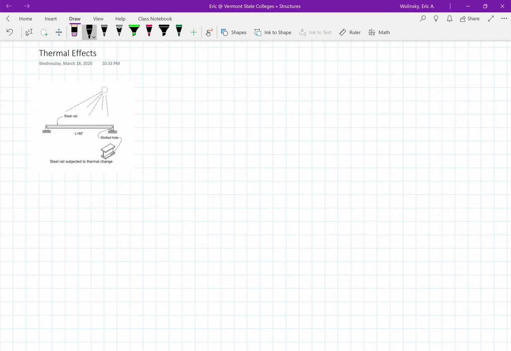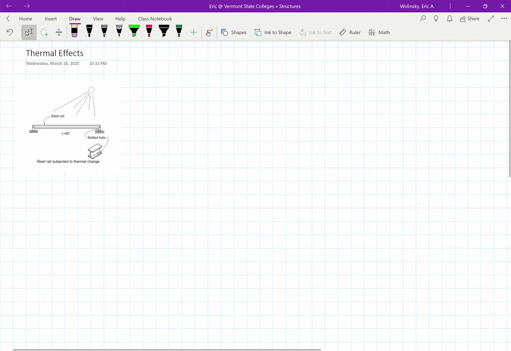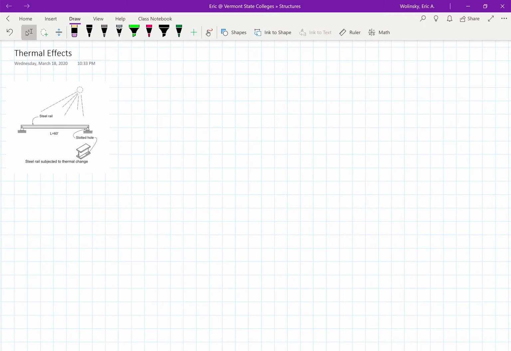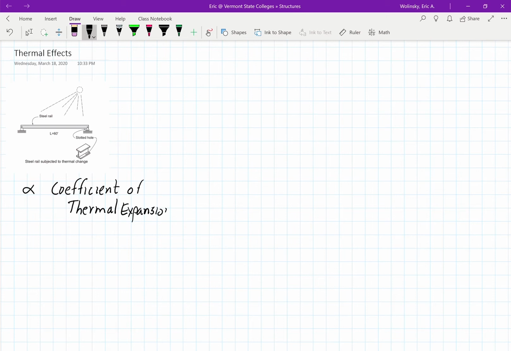Temperature. Most generally, materials expand when they're heated and contract when they're made colder. And we're going to look at that and try to quantify it. The factor we use is called alpha, which is the coefficient of thermal expansion. It's a number that allows us to quantify how much things are going to expand and contract. Its units are inches per inch per degree F, or meters per meter per degree C. We are going to use degree F, not degree C.